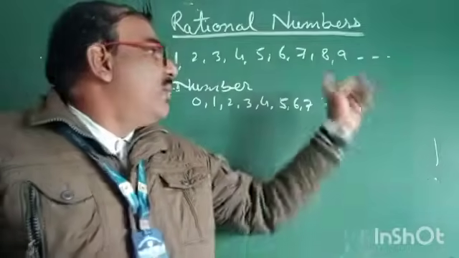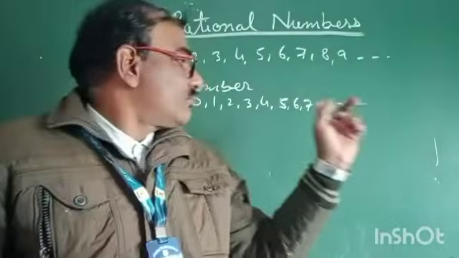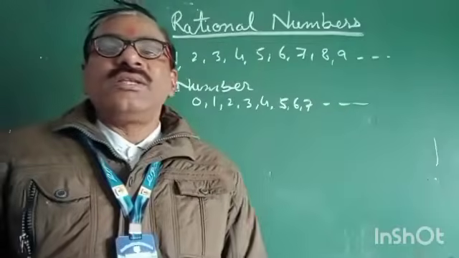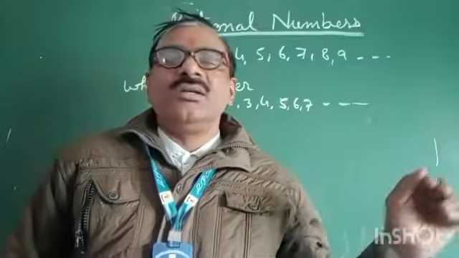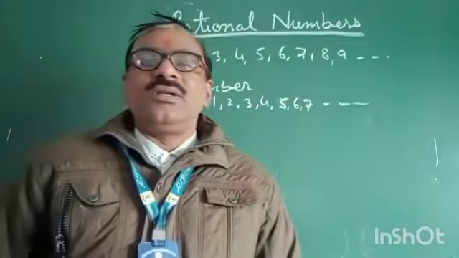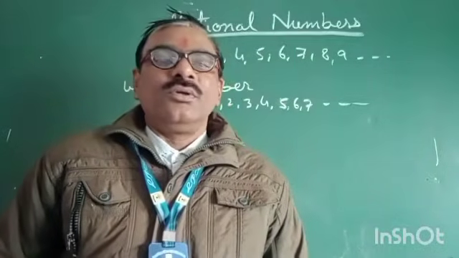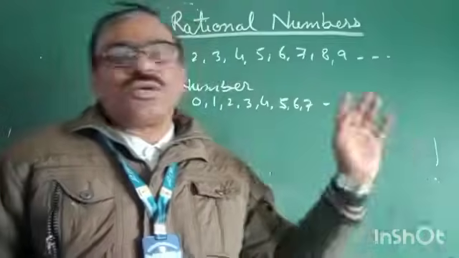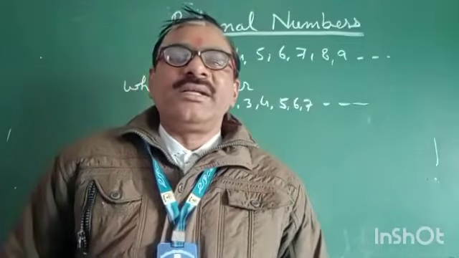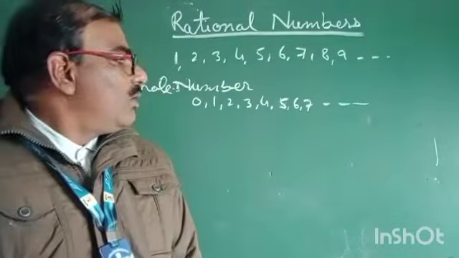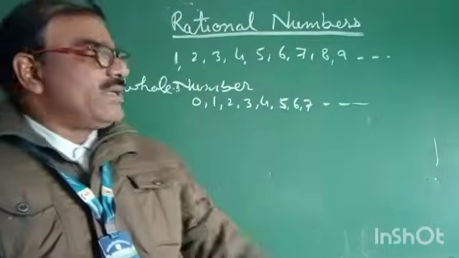The difference between whole numbers and natural numbers is only 0. In whole numbers 0 is included, but in natural numbers 0 is not included. So dear students, I hope that this is clear to you. Now I will explain what is an integer.